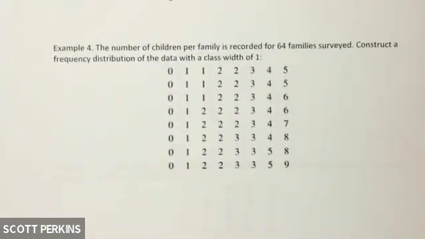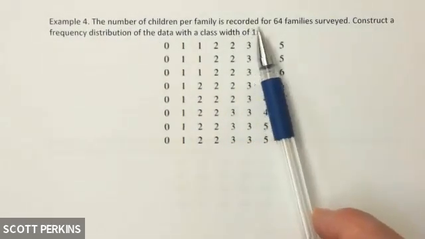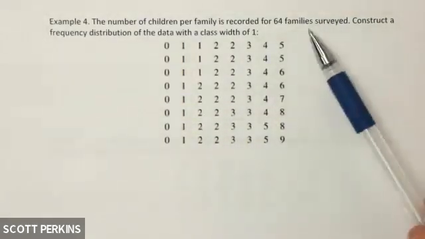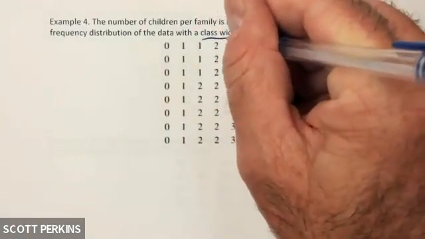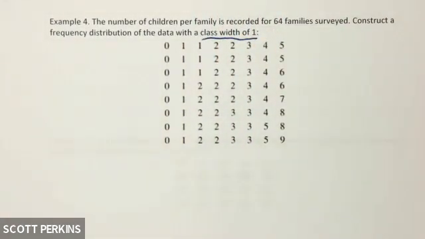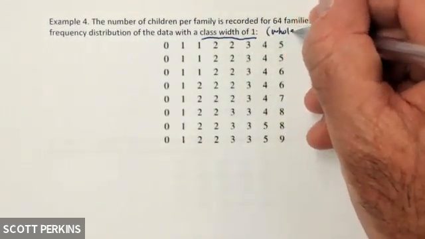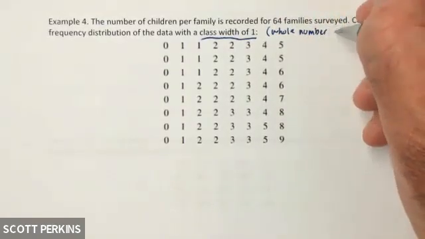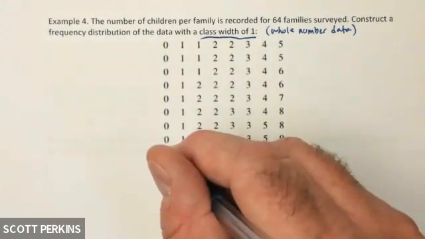This last one, example 4, is our last frequency distribution that we will do. It says the number of children per family is recorded for 64 families. Thankfully, this data is given to us in number order. Construct a frequency distribution with a class width of 1. I underline that. So I've got a class width of 1. I've got all whole number data. There's no decimals. This would be a little different if I had some decimals involved, but it's just all whole number data. So when you see that special instruction, class width of 1, what they're wanting you to do is this.